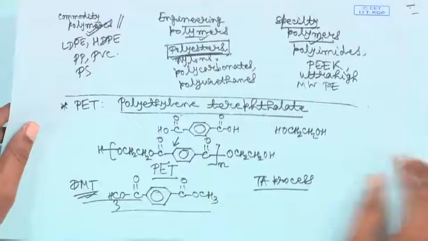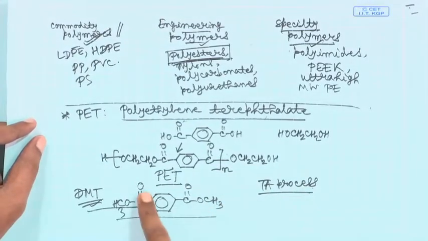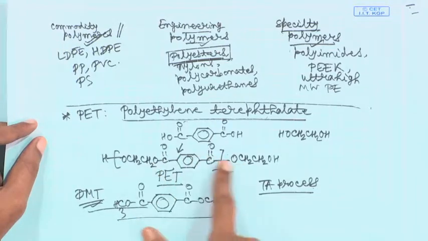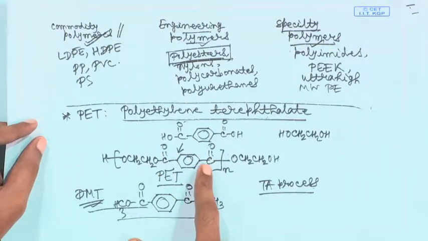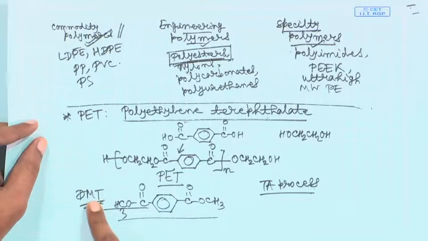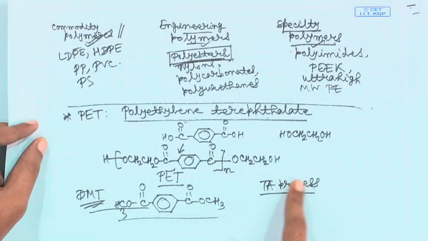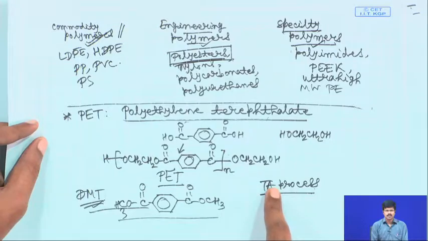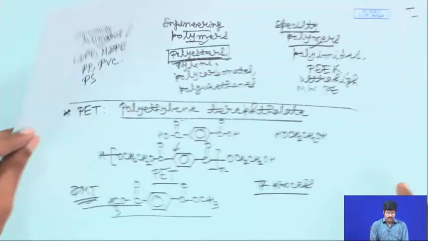So, basically you have the polyethylene terephthalate. This is the structure of polyethylene terephthalate, and there are two processes which you can use to synthesize it. One is the DMT process, that is the dimethyl terephthalate process. This is your dimethyl terephthalate, it is a starting material. Another is the TA process, which is your terephthalic acid process. We have discussed the dimethyl terephthalate route in the last class.